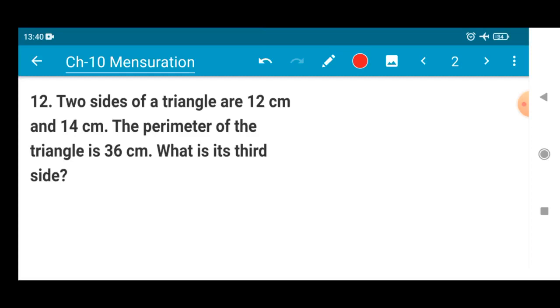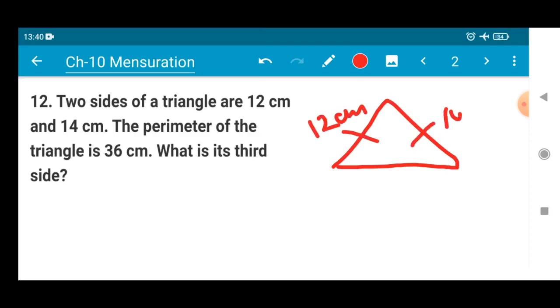The perimeter of the triangle is given, that is 36 centimeter. What is its third side? So what is actually in the question is very simple. You need to use your logic. 12 centimeter is one of the sides, 14 centimeter is another side, and now what is given?